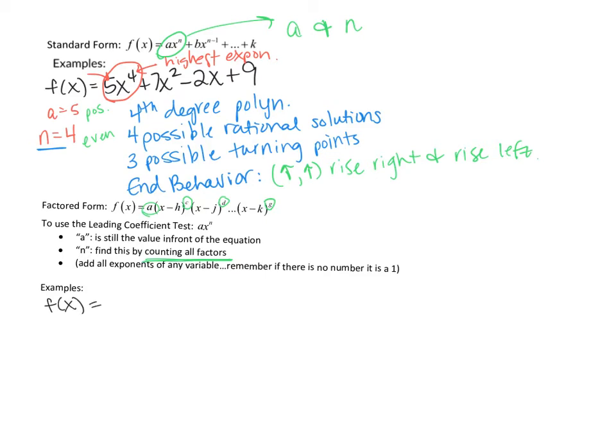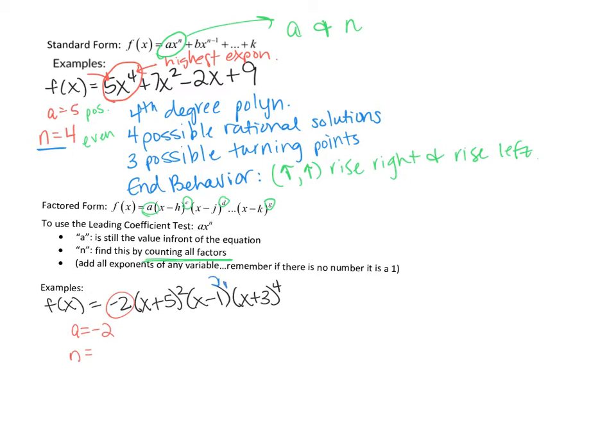So let's say that we had the number -2, x plus 5 squared, x minus 1, and then x plus 3 to the 4. When I'm looking at this, I can immediately tell my a is -2. Easy. But I don't know what the n is. To get the n, I'm going to have to take everything that's got an x. So this has an x, but there's no number there. That means that there's a 1.